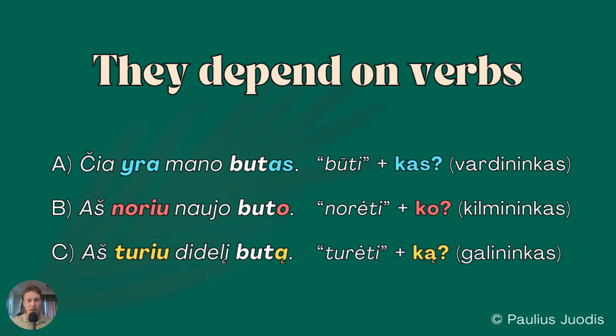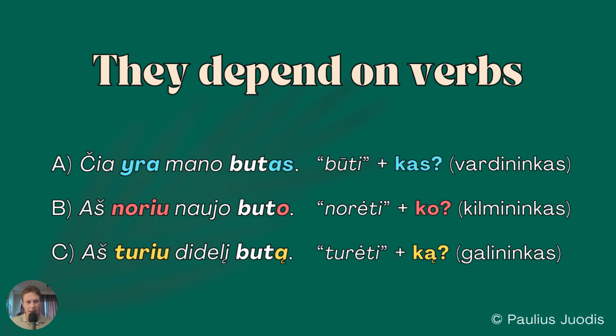Now, let's say we're changing the verb and we're saying, I want a new apartment. Aš noriu naujo buto. So we have another verb, norėti. Well, this forces us to change the case of the object. So butas becomes buto because noriu. So aš noriu naujo buto. Norėti comes together with kilmininkas. Ko tu nori? Aš noriu naujo buto.